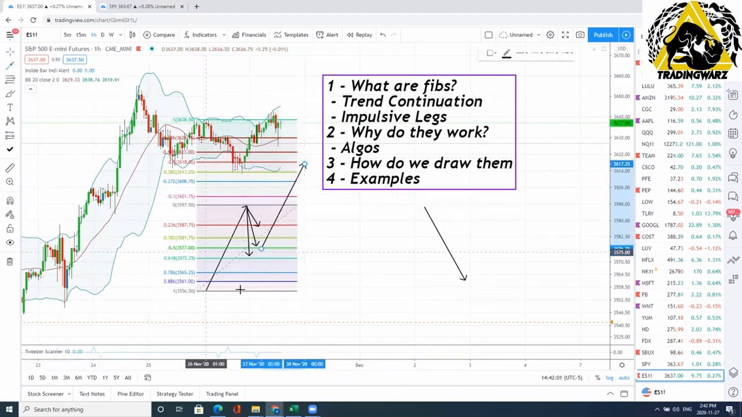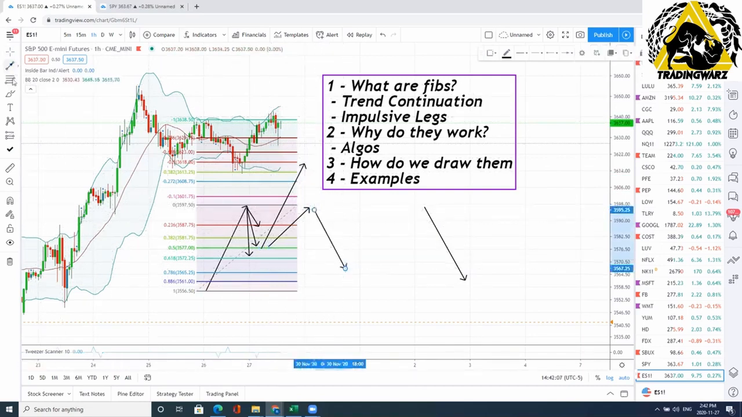Or we could see a pullback to the 50, a trade back here to the previous high and double top failure. Or we could see a pullback to the 236 and then a drop even lower and then another bounce like this. So there's different iterations of how the fib can play out. But the main point is these areas are good areas to look for bounces. So that's how we look at it from the long side.